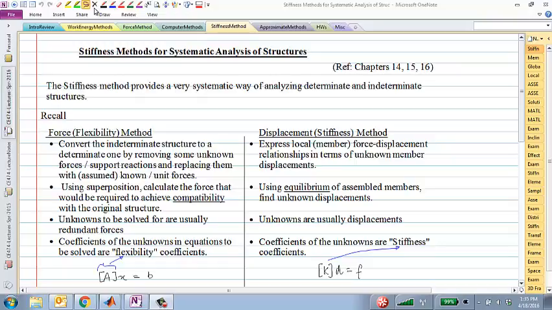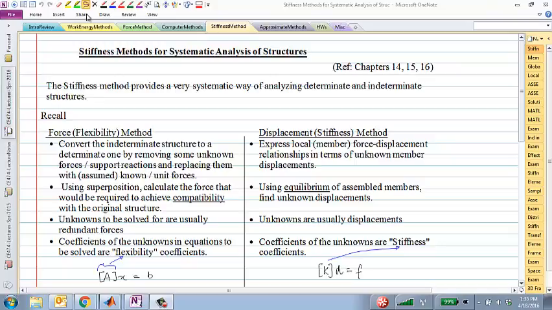Okay. So let's jump into the stiffness method. What I'll do is I'll very quickly review what we did last time, and then we'll finish off this method, stiffness method for frame problems that I talked about.